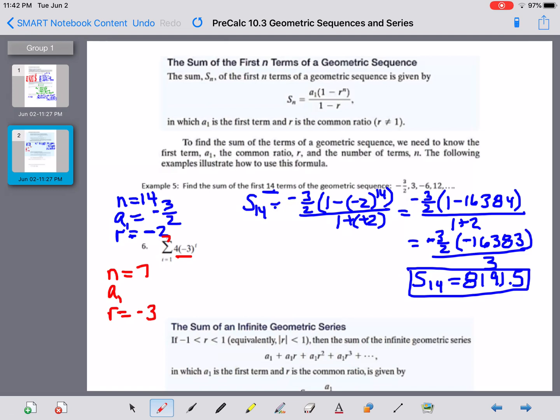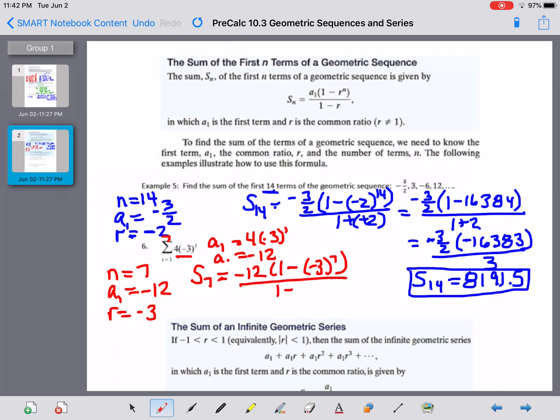So my ratio is negative 3. And let's find our first term. So a sub 1 would mean I'm going to plug in 4 and negative 3 to the 1 power. Well, negative 3 to the 1 power is just negative 3 times 4 is negative 12. So my first term is negative 12. And we have the information. We're ready to find our summation. So summation of the first 7 numbers of the sequence will be negative 12 times 1 minus my rate, which is negative 3 to the 7th power, all over 1 minus negative 3.